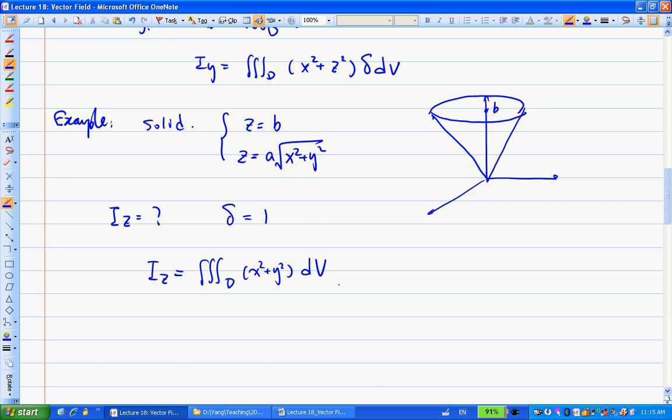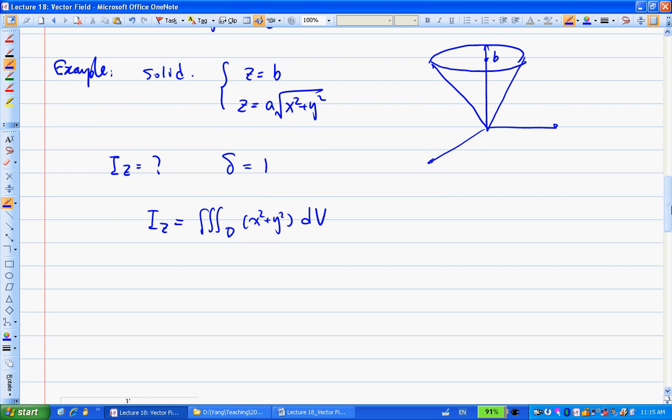Cylindrical, right? Because you do have a circle here. If you want to use Cartesian, it'll work too, but maybe it'll be more difficult to calculate. So we're going to use cylindrical here. The cylindrical coordinates are r, theta, z. The order of integration we generally use is dz first, then dr and d theta, but that's not the only way you can do it.